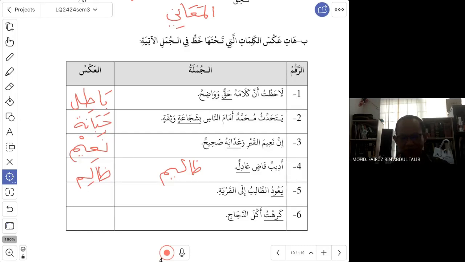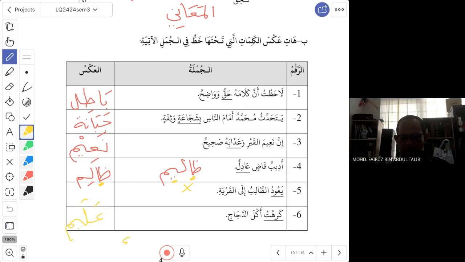If you look at the word zalim, here you have two long vowels, the a and the i. It is very rare in Arabic to have these two together. It is either zalim, only one long vowel in the middle, or alim, the long vowel at the end. So we don't have the other form. This is wrong. So the opposite of adil is zalim.